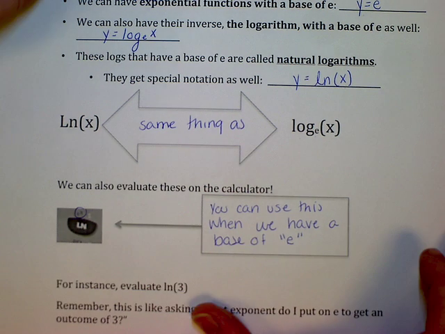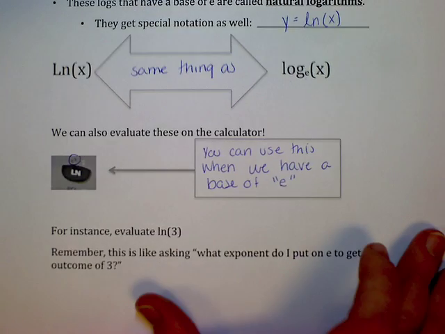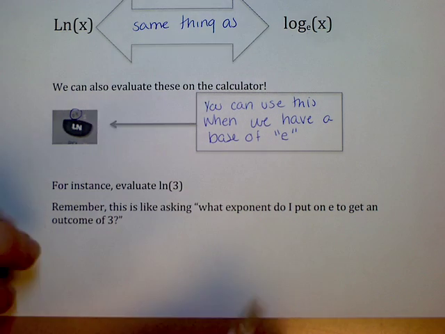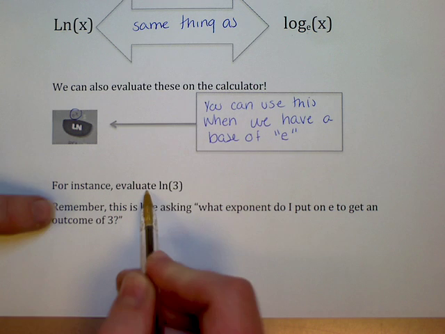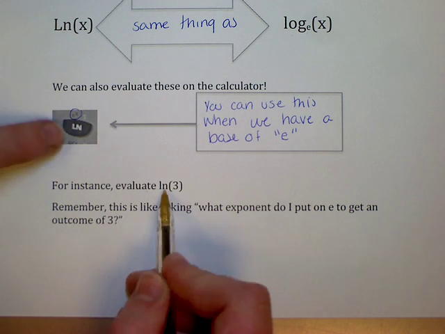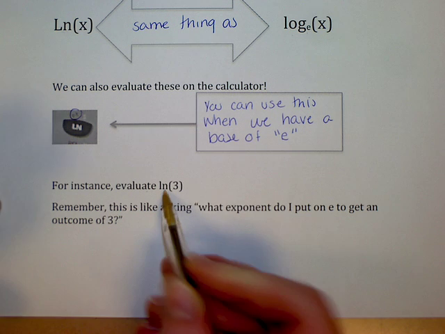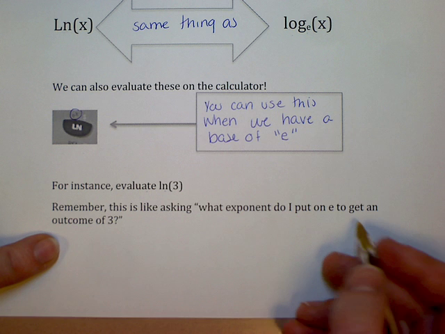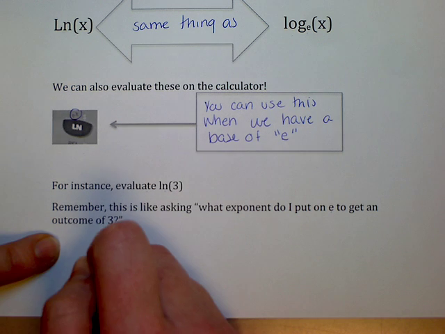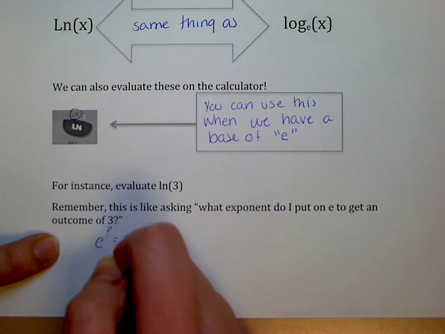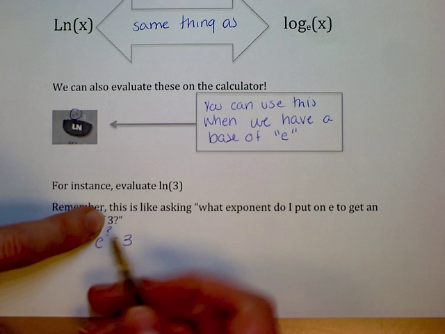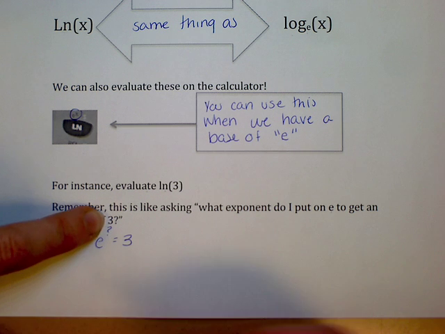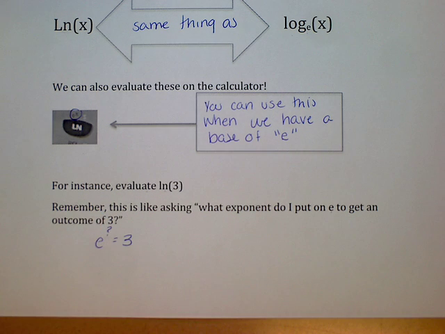Alright, so if you ever come across a situation where you're asked to evaluate a natural log, you're just going to type in, you're going to hit ln, the natural log button, and then 3. Remember, this is like asking what exponent do I put on e to get an outcome of 3. Well, obviously that's not going to be some numerical value that we'll be easily able to figure out, but when you type this into your calculator, I'll go ahead and let you grab your calculator so you can follow along.